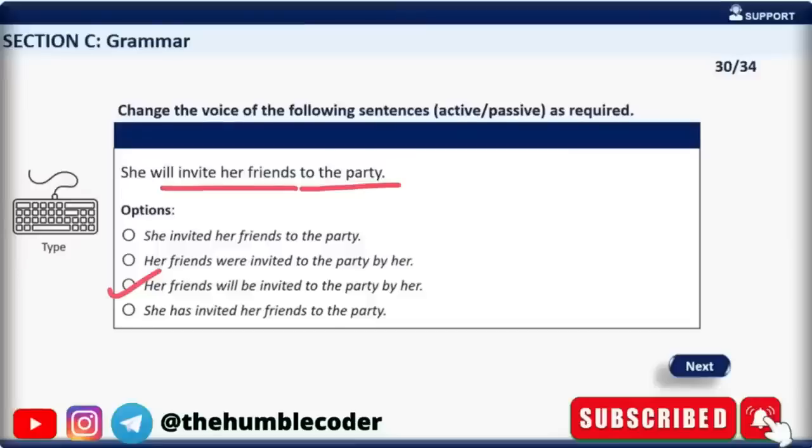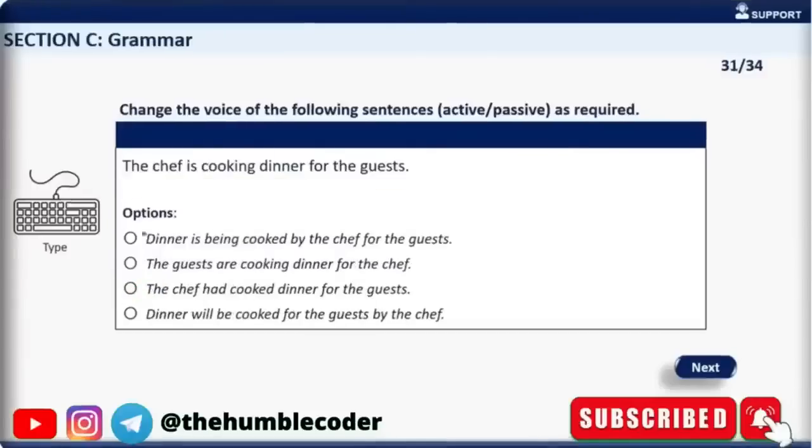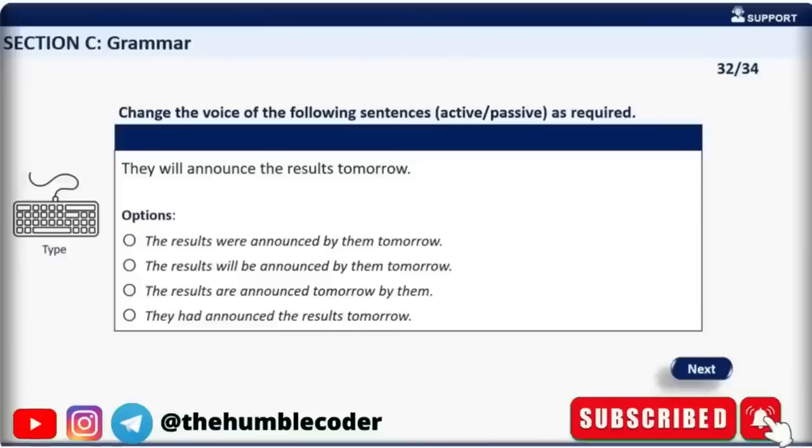Moving on to the next question now. The chef is cooking dinner for the guests. Okay. And the options that we have are: dinner is being cooked by the chef for the guests. The guests are cooking dinner for the chef. The chef had cooked dinner for the guests. Dinner will be cooked for the guests by the chef. The correct answer in this case is going to be, dinner is being cooked by the chef for the guests. Let's move on to the next question now.